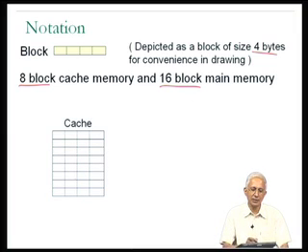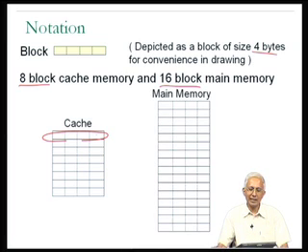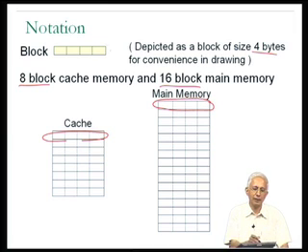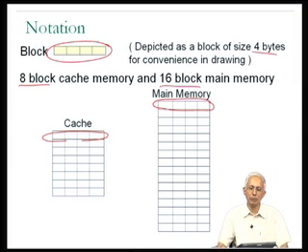You'll notice that this cache has several blocks. Each of the horizontal entities is 1 block, and therefore in this diagram I'm showing you a cache with 8 blocks. In the diagram on the right, I'm showing you a main memory. Once again, each of the horizontal entities is 1 block, and I'm showing you a main memory which has 16 blocks.